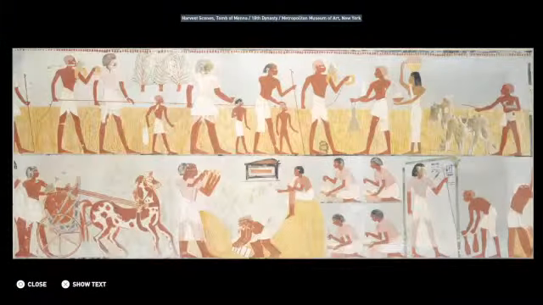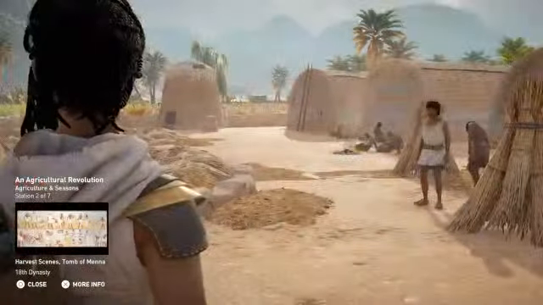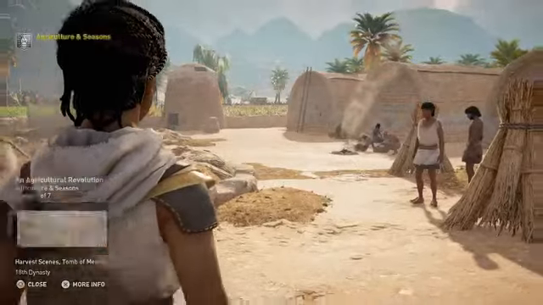Harvest scenes, tomb of Mena. It is pretty much a papyrus, I believe, either that or a stone image. 18th dynasty, Metropolitan Museum of Art in New York. You want to see that in person if you live in New York? Yeah, that is where it is.